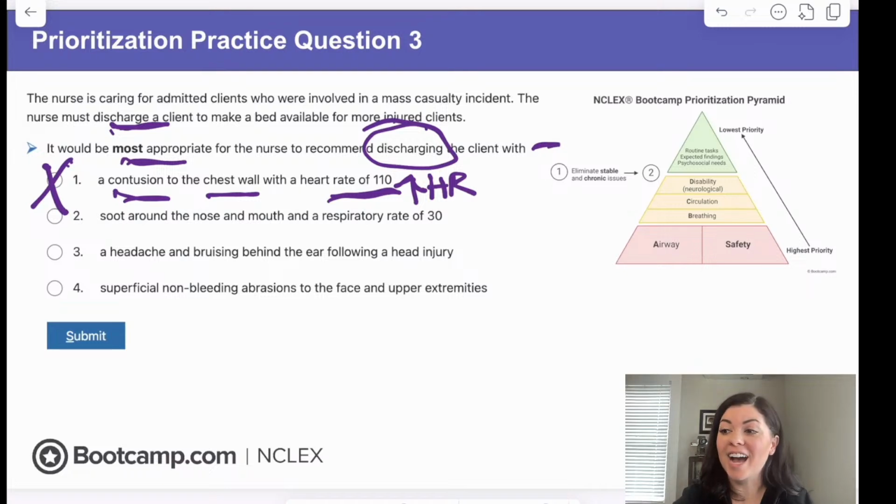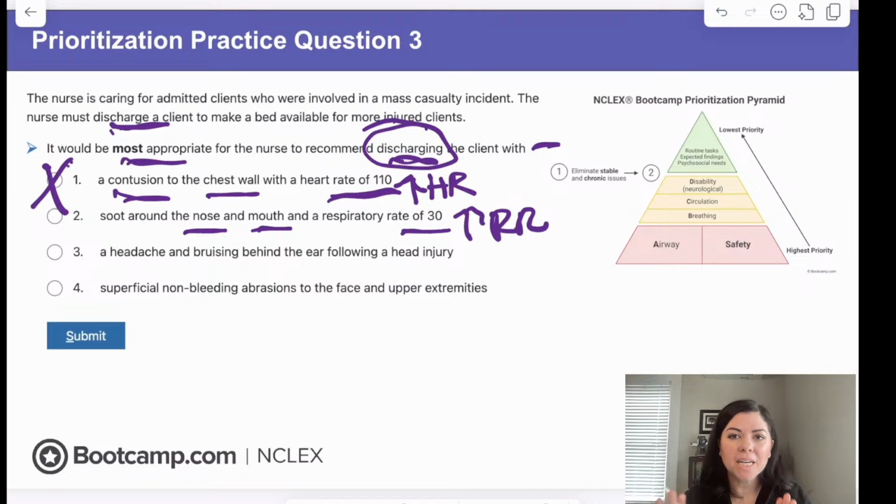And once again, it's asking us for the lowest priority. So pay close attention to that stem. It can get you in trouble. So soot around the nose and mouth with a respiratory rate of 30. So we know that that client is a little tachypneic. The respiratory rate's a little high. And this is a big old NCLEX tip.